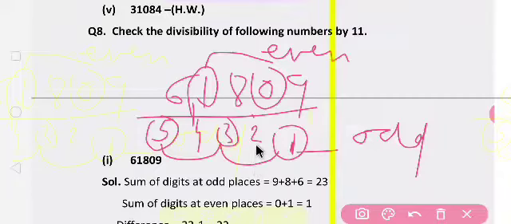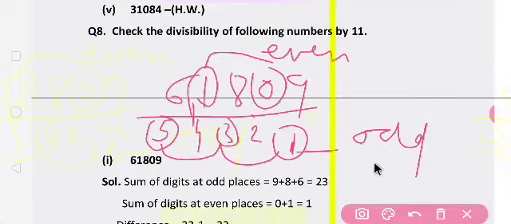Which are the digits at even places? Even places means at 2 and 4. So at 2 means 0 and at 4 means 1 is there. Here you have to see these numbers at odd and even places. So 0 plus 1, and you have to find the sum, 1.